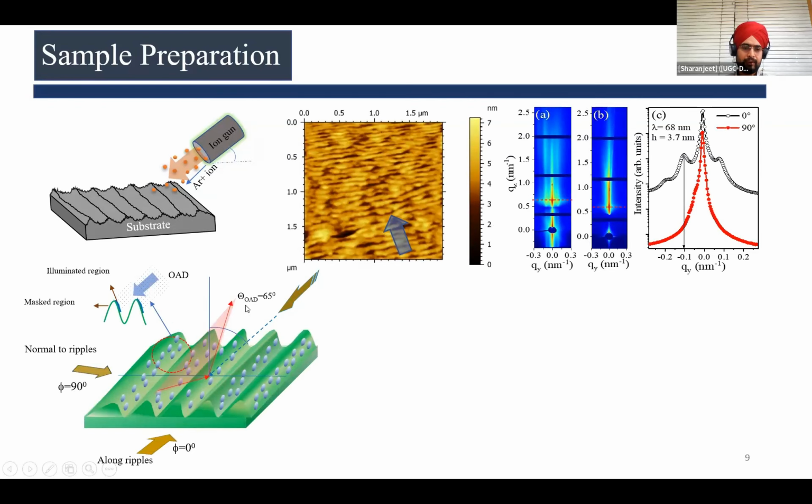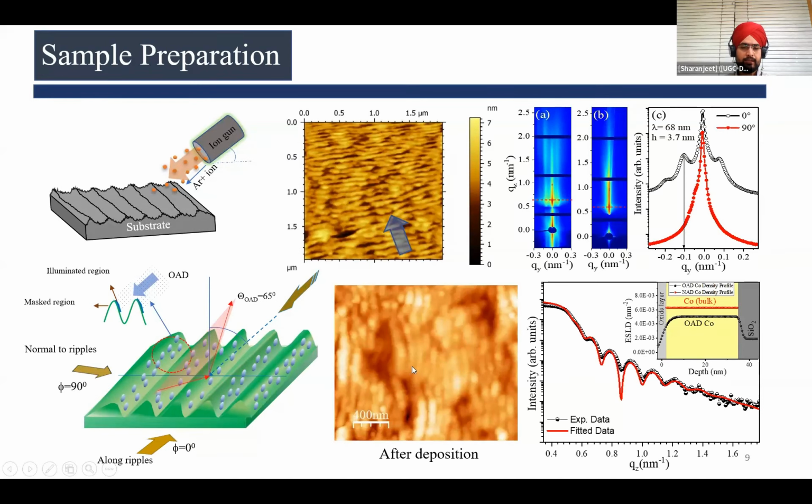And on this rippled substrate, we have deposited the cobalt film at an oblique angle of 65 degrees with respect to the surface normal, and the plane of deposition projection is kept perpendicular to the ripple length. The AFM image taken after the deposition confirms the conformal growth of the film, and by fitting the XRR data, the film thickness is found to be 35 nanometer.